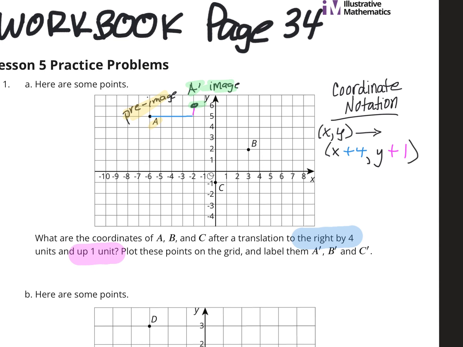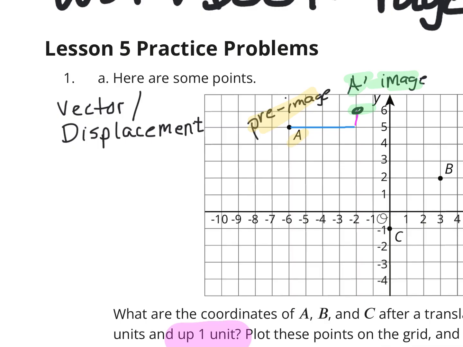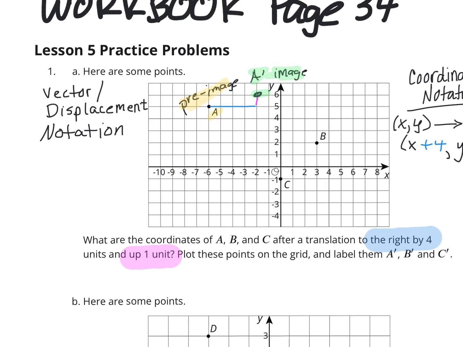Another way that you might see it expressed is called vector or displacement notation. And there's a few different ways, depending on the textbook, you might see this written. Sometimes for them to tell you that you're going to move to the right 4 and up 1, you've got these little sideways V shapes right here, and it would look like this.